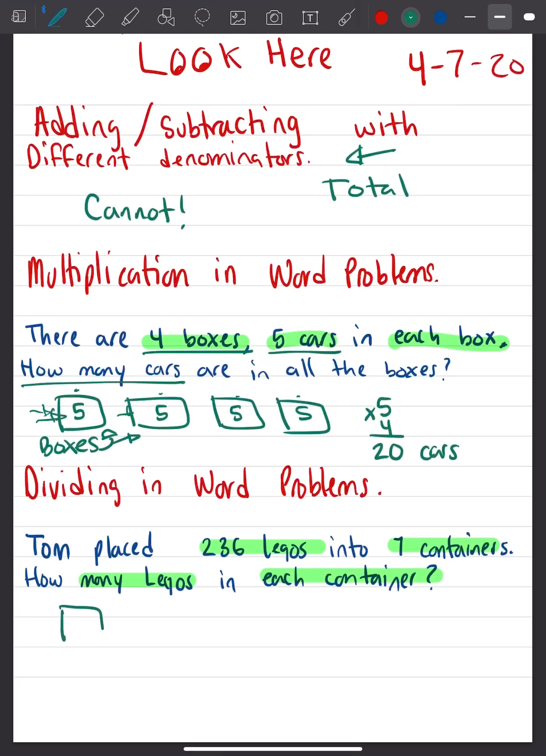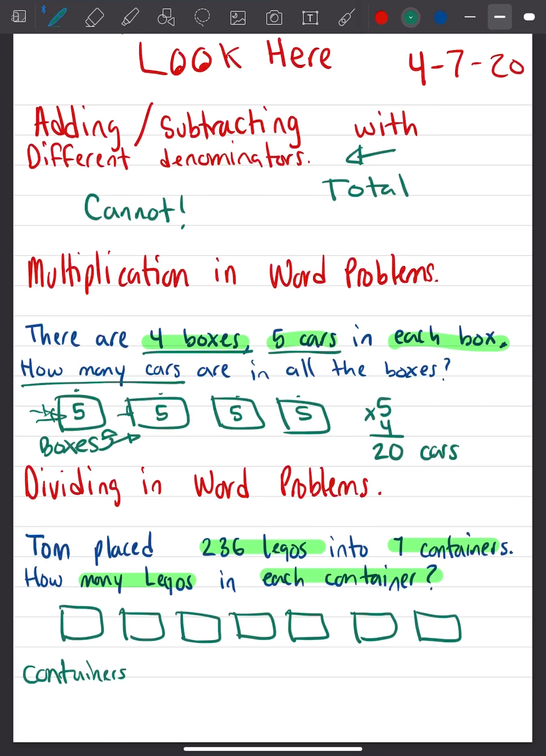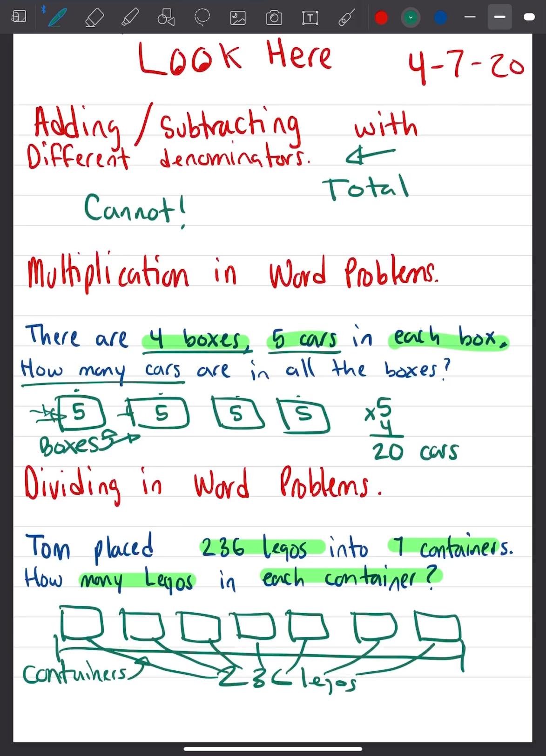So basically, guys, I have 1, 2, 3, 4, 5, 6, and 7. These are all my containers. But I don't know how many are going to go inside. I just know I have a total of 236 Legos. So I basically have to divide to put a small piece in here, in here, in here, into each container. Okay, that's what tells us we need to divide.